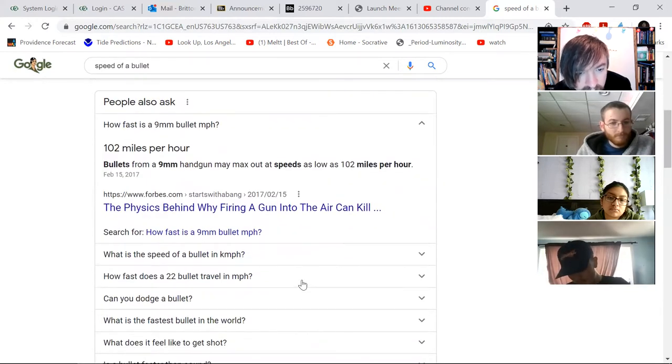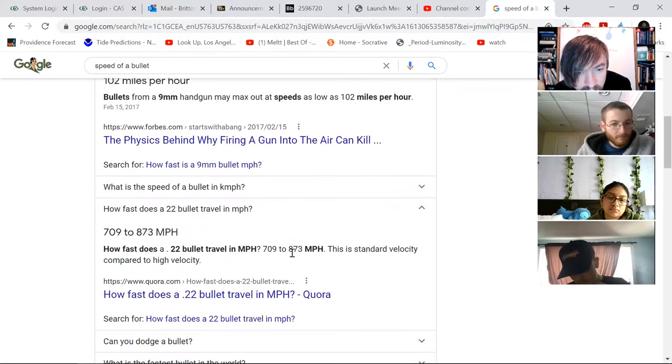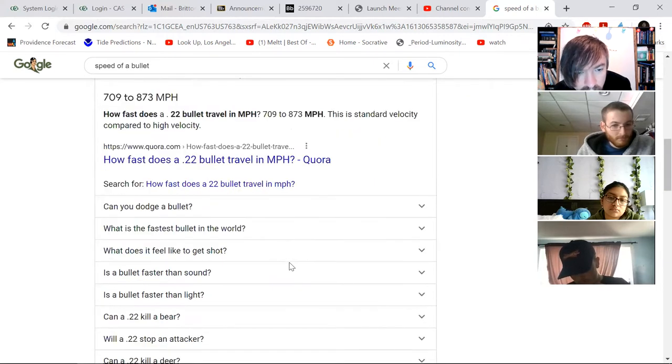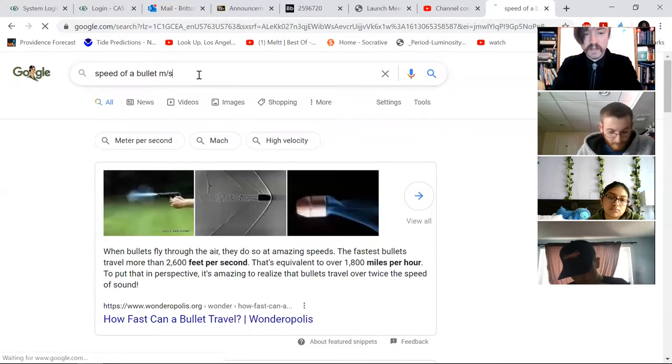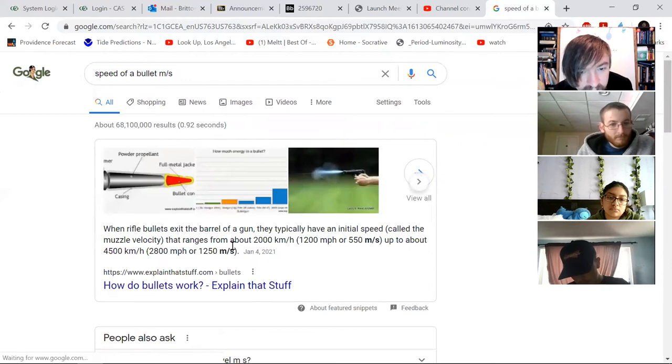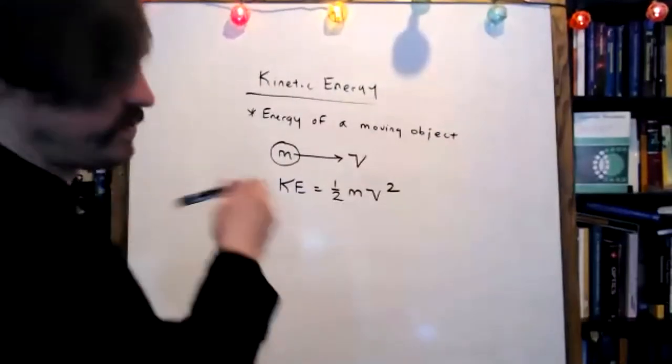Wow, why are they given to you in miles per hour? Speed of a bullet, meters per second. I've looked this up before. I don't know why I can never remember this number. Okay, so 550 meters per second. We'll just take two random numbers, okay?